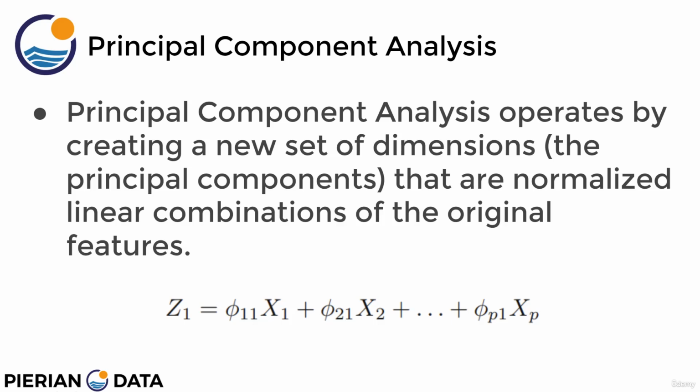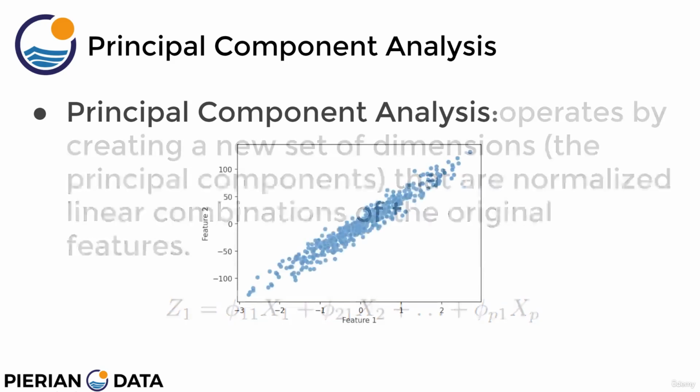Now, principal component analysis operates by creating a new set of dimensions, that is, the principal components, that are simply normalized linear combinations of the original features. That is to say, if we have some original feature data set of x1, x2, x3, and so on all the way to xp, then the first principal component, for example, z1, would just be a linear combination. That is, some coefficient times x1, some other coefficient times x2, and so on.